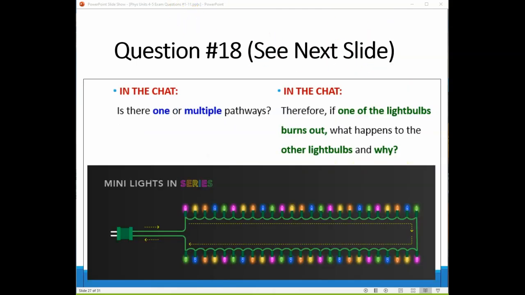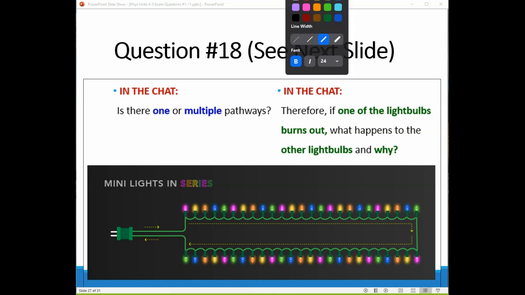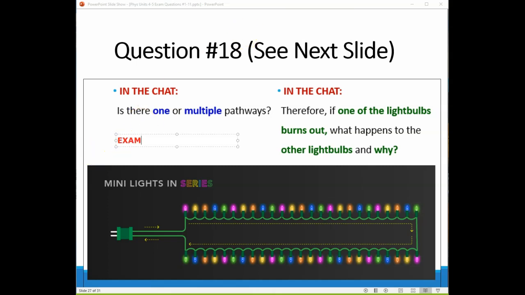All right, question number 18 is taking a look at holiday lights. This is not the picture that you have, so please don't use this one, but this is going to be an example that will help us to better understand this. So again, this is an example. Do not copy. Okay, so taking a look here, is there one or multiple pathways?